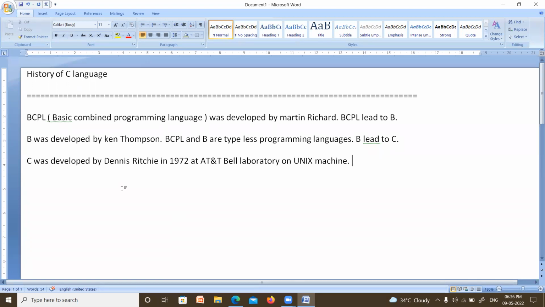Now I will explain this. BCPL is one of the most popular high-level programming languages. It stands for Basic Combined Programming Language. It was developed by Martin Richard. From BCPL, a new language B was developed by Ken Thompson. BCPL and B are popular, but they don't have any data types, so these are called typeless programming languages.